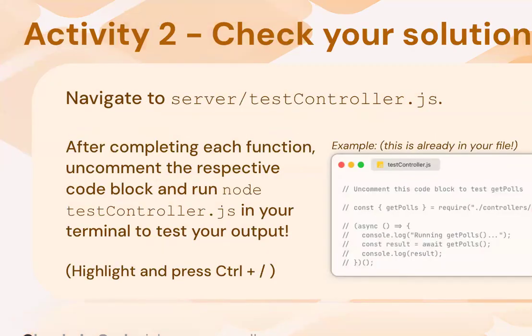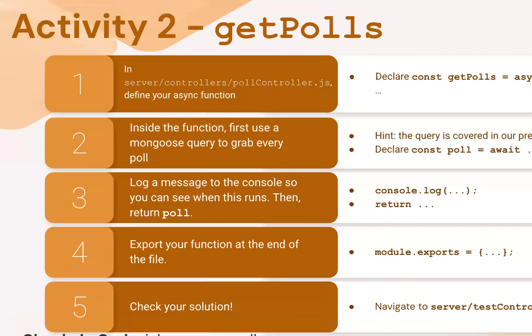A little note: after each controller function, we want you to test that controller function. You test it by going into your testController.js file, which is inside your server folder. After you complete, for example, the getPoll function, you're going to uncomment the respective code block in testController.js, and then run node testController.js in your terminal to test that specific controller function. So now you can work on the second activity, writing the getPolls function.